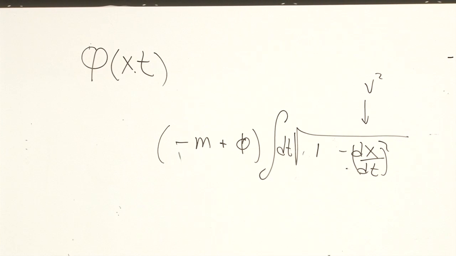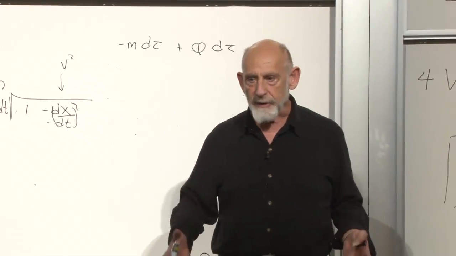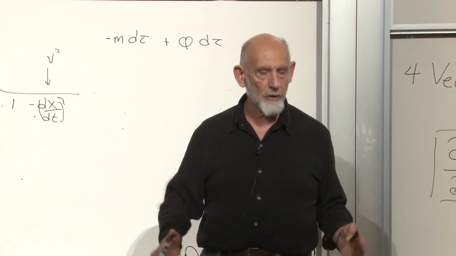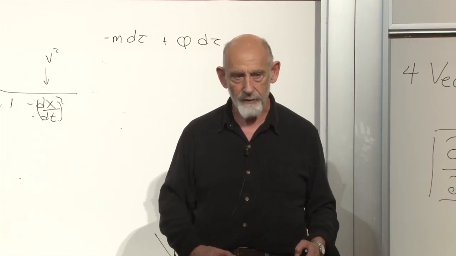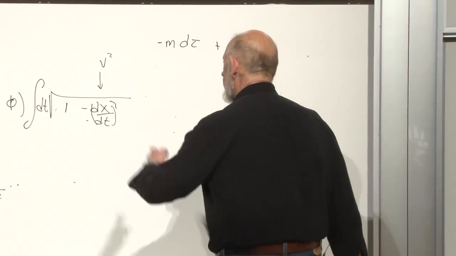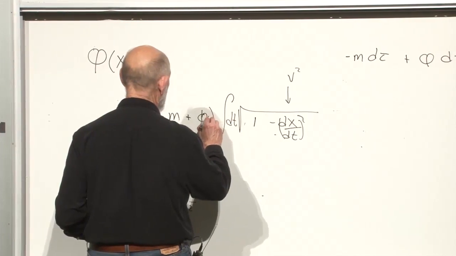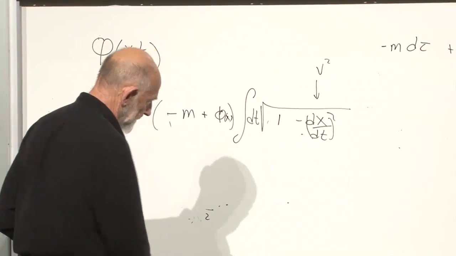This is kind of like asking how a particle moves in a magnetic field or an electric field. You write down a Lagrangian for the particle in the electric or magnetic field. You don't worry about how the electric and magnetic field got that way. Okay. And this would be phi of x and t.